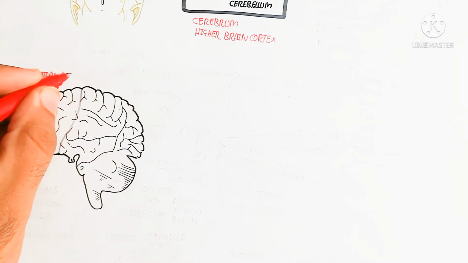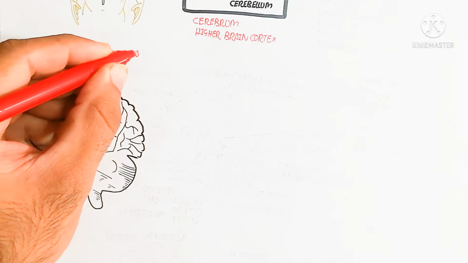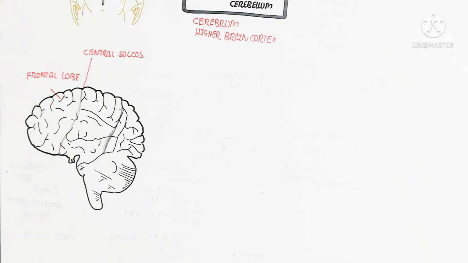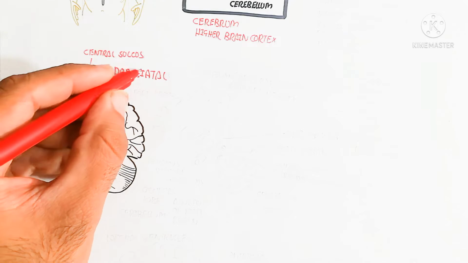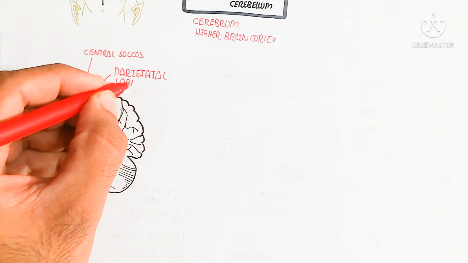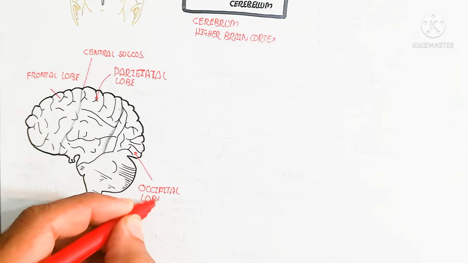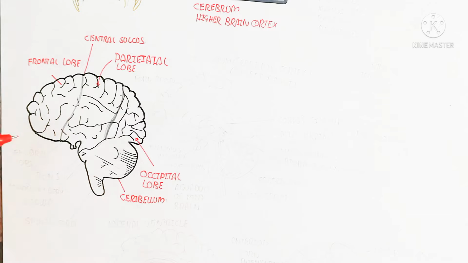Here is the side view, which is basically the sagittal view. This is the frontal lobe, and the central sulcus is here. There are many sulci, for example between the frontal lobe and parietal lobe, and between the occipital lobe and parietal lobe. Here is the parietal lobe, and this is the occipital lobe.